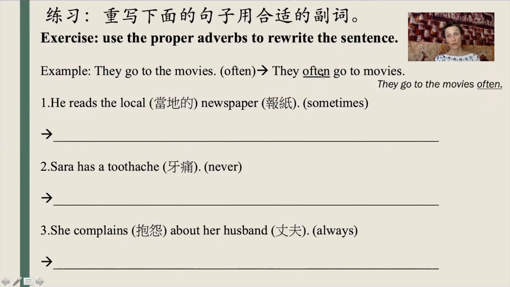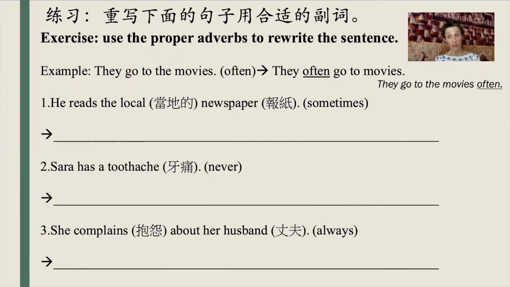If you're going to put this word into the sentence, I want to show you too, though. You can also say they go to the movies often, and that sounds good too. Again, not following the rule. I remember I said the rules, usually the pattern is used, but not always. So here, 暂停视频一下, and try these for just a minute, and then I'll show you the answers that I have. Okay, he reads the local newspaper sometimes.